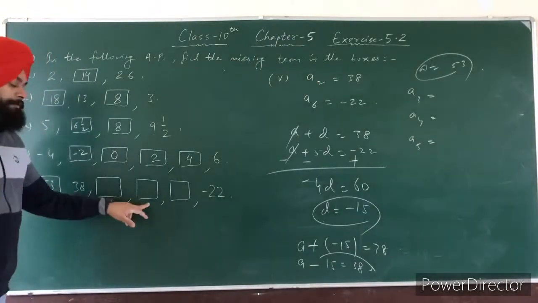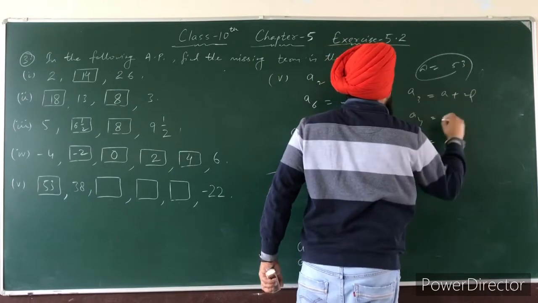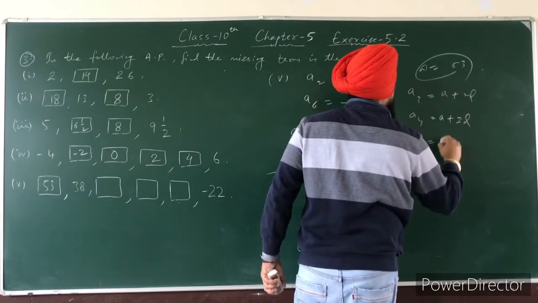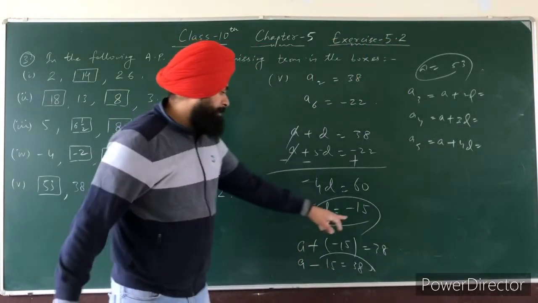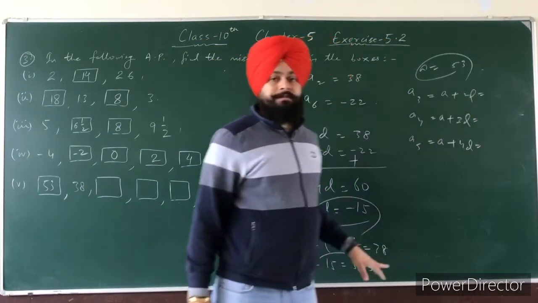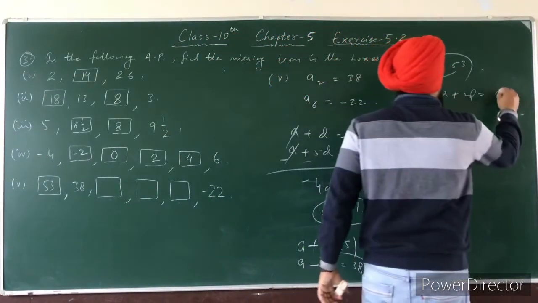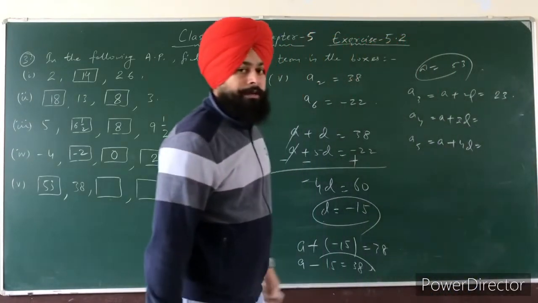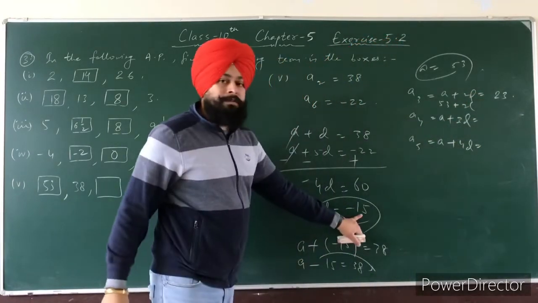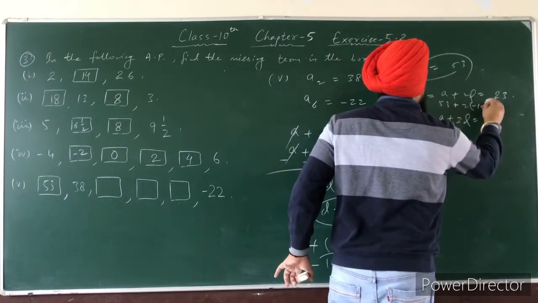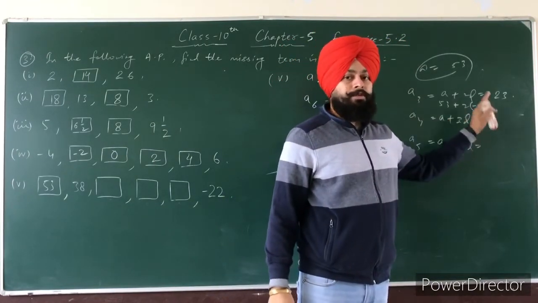Now next you can find here A3, A4, A5. Now the formula for A3 is A plus 2D. A4 is A plus 3D and A5 is A plus 4D. Now what is D? D is minus 15. So 2 into minus 15 is minus 30, and minus 30 plus 53. How much? It is 23. Okay students? A ki value 53 hai aur D ki value hamare paas minus 15 hai. So 2 into minus 15 is 30 and 53 minus 30 is 23.